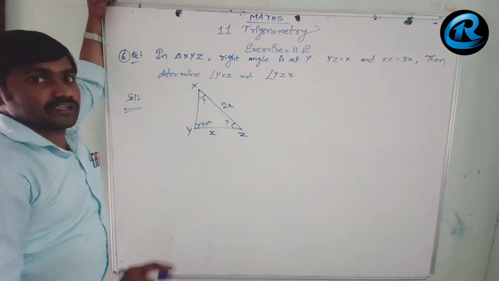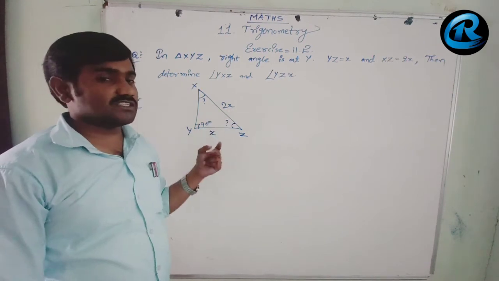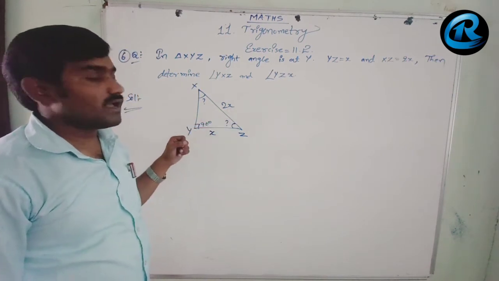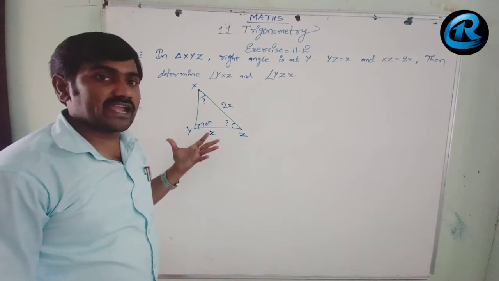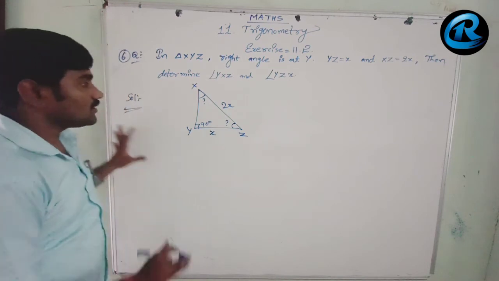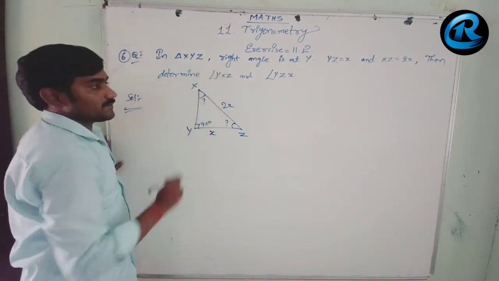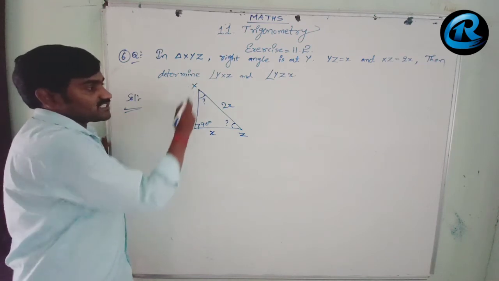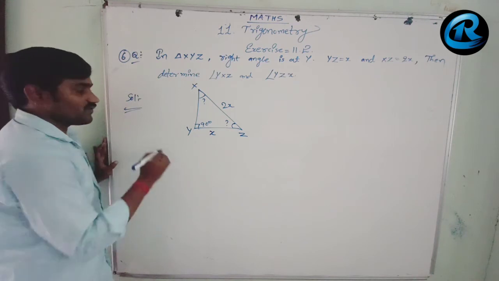So as I told, if any two pieces of information are given, either two sides or one side and one angle, we can find the remaining sides and angles of a right angle triangle. This is the concept. The same concept we are going to use here to find the angles. Before that, in this right angle triangle we know only two sides. Let us find the third side by using the Pythagoras theorem.